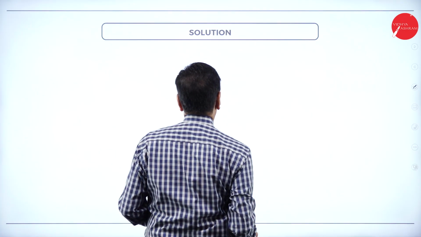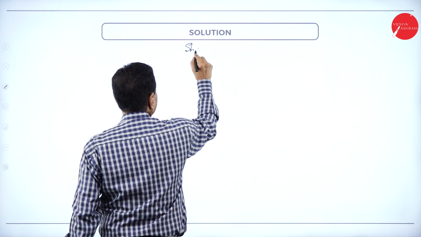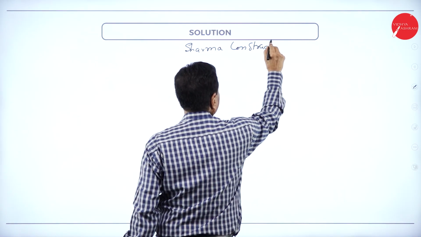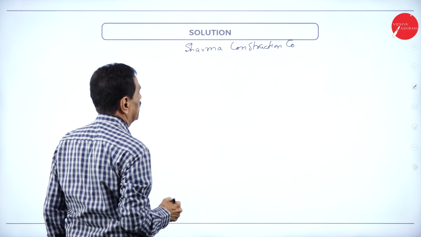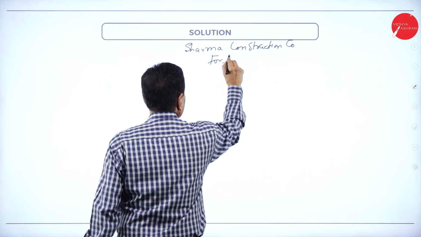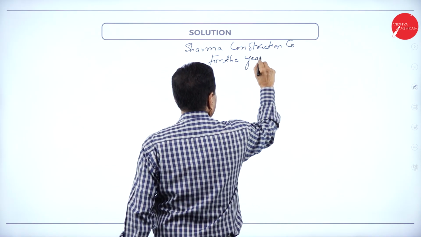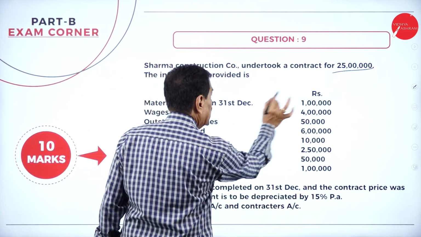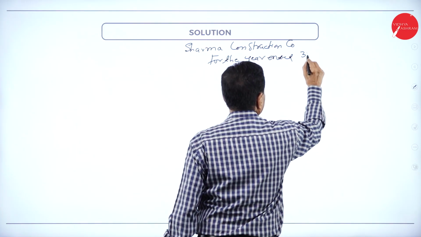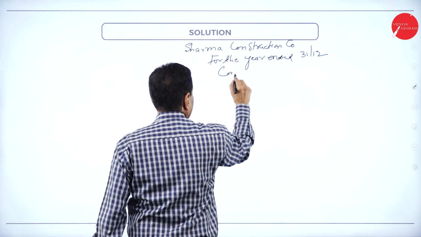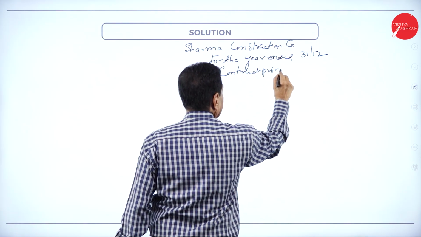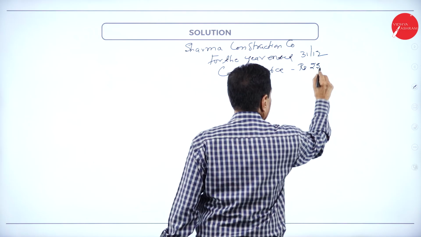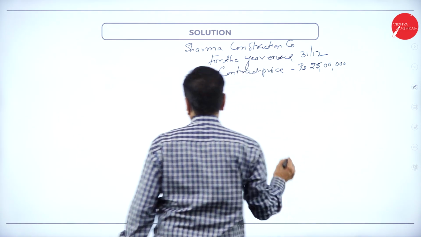Which one? Sharma Construction Company. First, you have to write the name. Then, for the year ended, have they mentioned the year? See, only 31st December, they have not mentioned the year. Then contract price, you have to write like this: contract price is rupees 25 lakh. Draw a line.